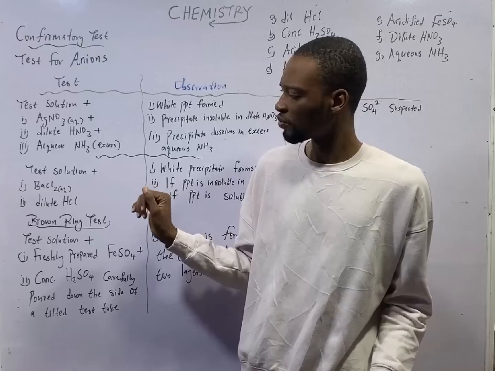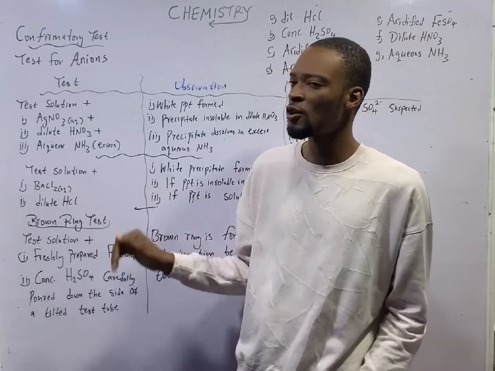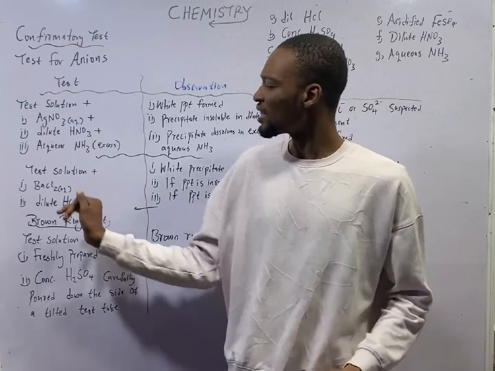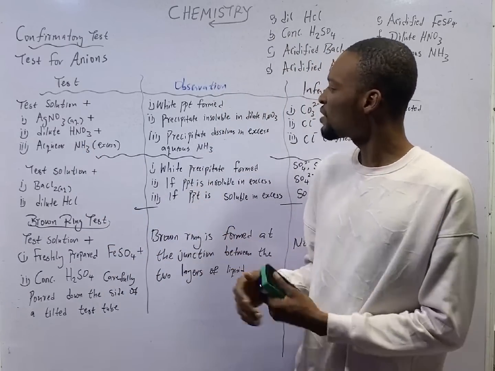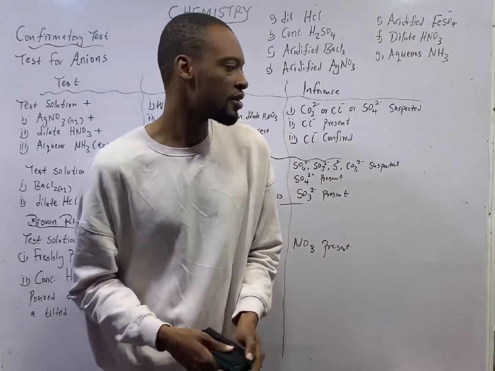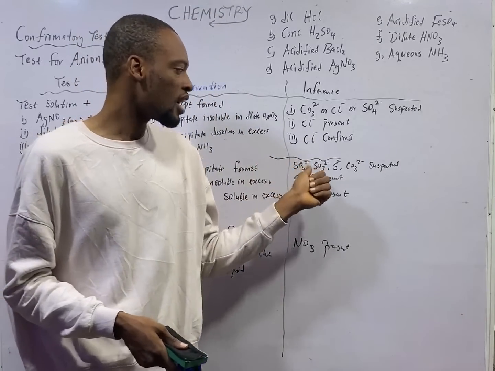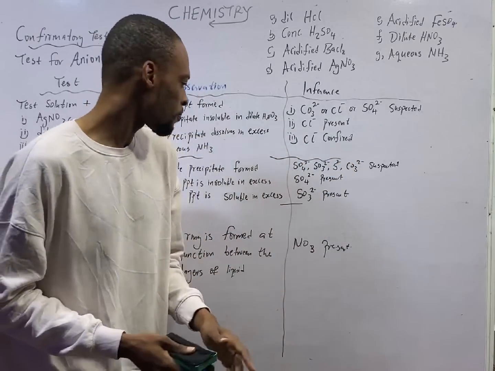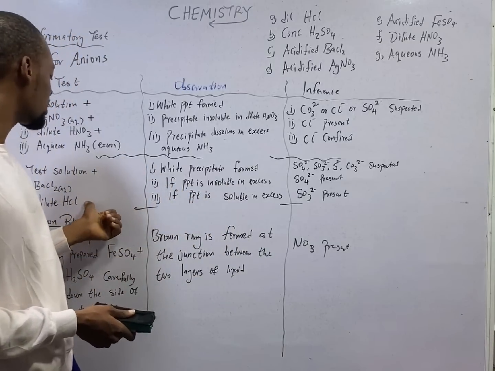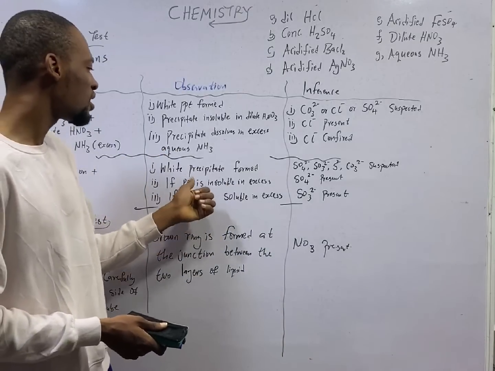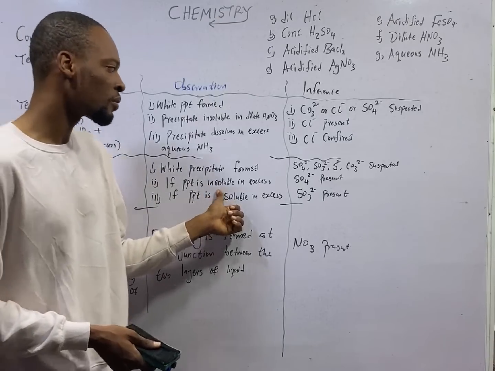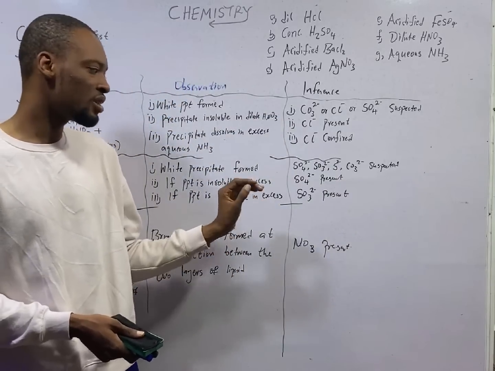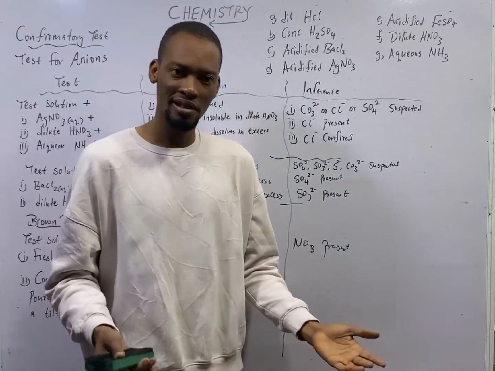Now, if you have a solution, you add aqueous barium chloride and then you add dilute HCl. If at the point of adding barium chloride to a solution, a white precipitate is formed, the following are suspected: SO4 2-, SO3 2-, S2-, CO3 2-. If you add dilute HCl, if this precipitate is insoluble in excess dilute HCl, then SO4 2- is present. If it is soluble in excess dilute HCl, then SO3 2- is present.